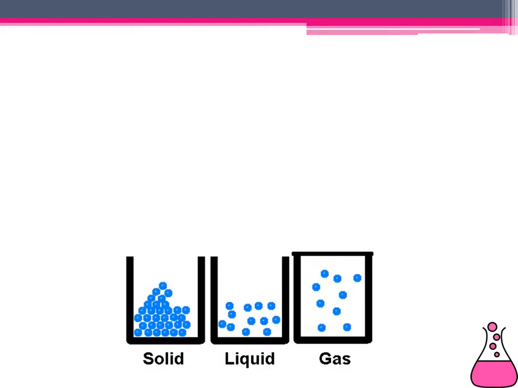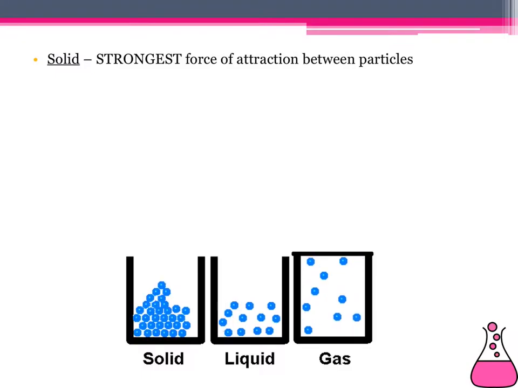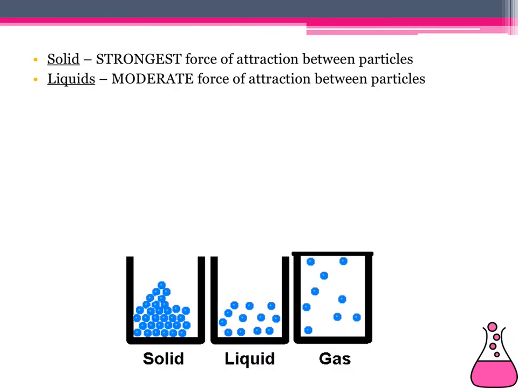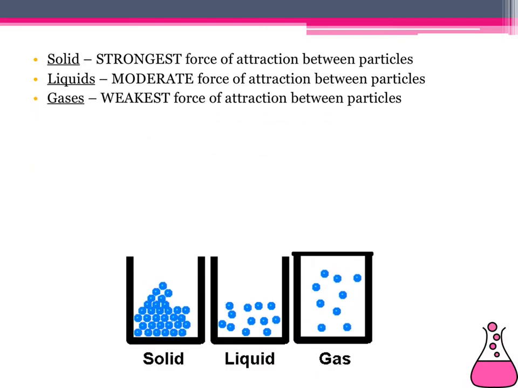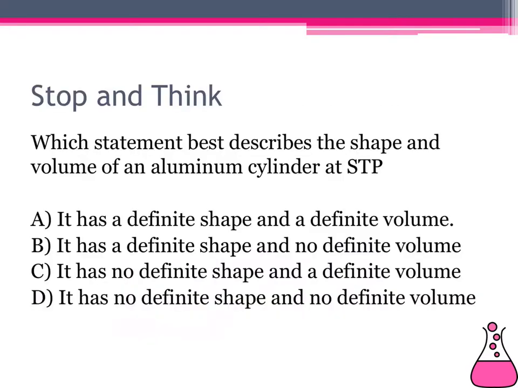If we're talking about attraction between the particles, the closer my particles are, the more attracted they are to one another. Remember, we talked about these IMFs, these intermolecular forces of attraction, when we did our bonding unit. So solids are going to have the strongest attraction between particles. That means they have the strongest IMFs. Liquids have moderate forces of attraction, so moderate IMFs. And gases tend to have the weakest forces of attraction, so they have the weakest IMFs. So take a second and try to answer this question.